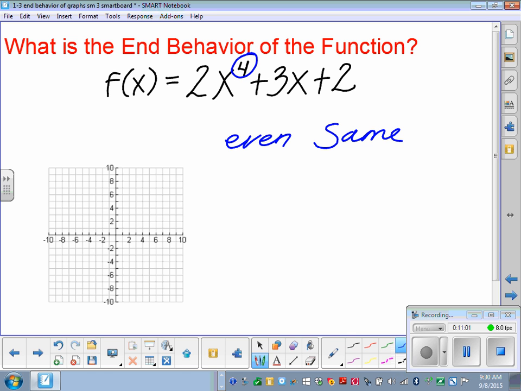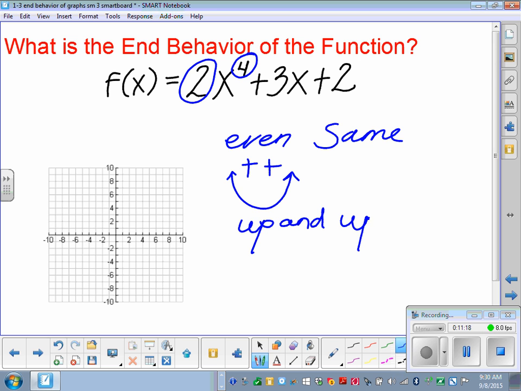Now look in front. Is that a positive or negative? Positive. It's a positive. So it's going to be similar to a parabola's end behavior. So looking at that, it's up and up. Is that true? Right, up and up. Okay, so up and up.